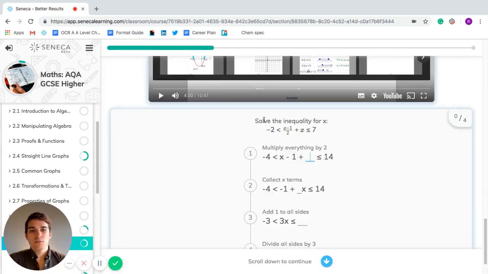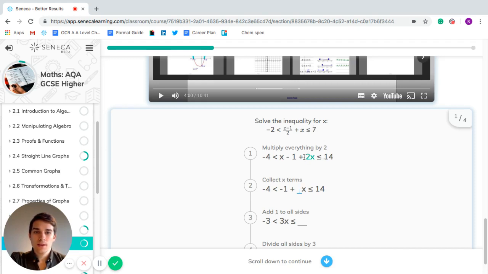So here's an example. Solve the inequality for x. This is a tricky one. The first thing I'm going to do is try to get rid of this fraction, because I don't like that fraction in there. So I'm going to times the whole lot by 2 to get rid of this denominator. My negative 2 times 2 is negative 4. This part here times 2 would give me x subtract 1. This x times 2 would give me 2x, and it is smaller than or equal to 14, which is 2 times 7.